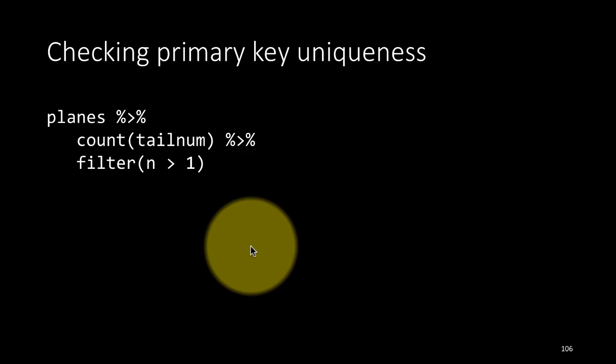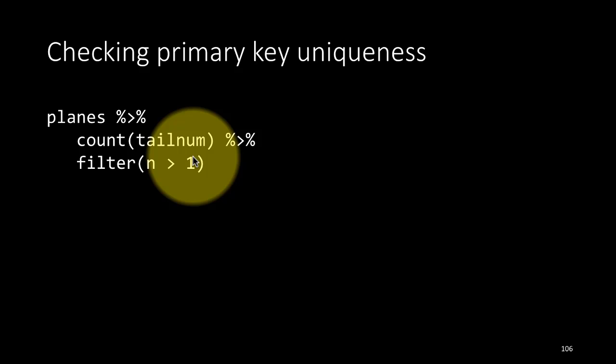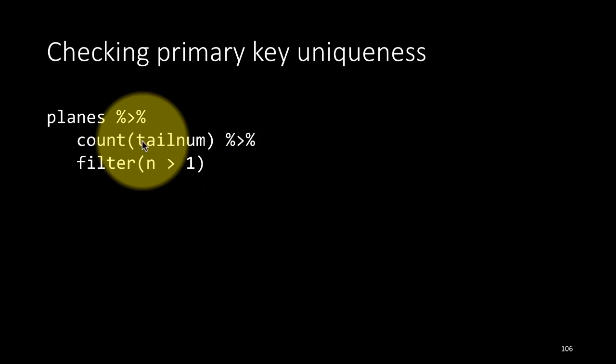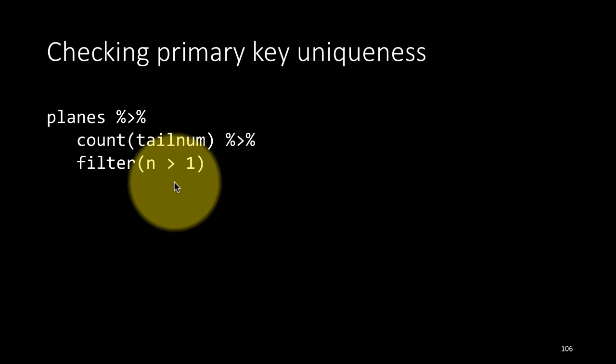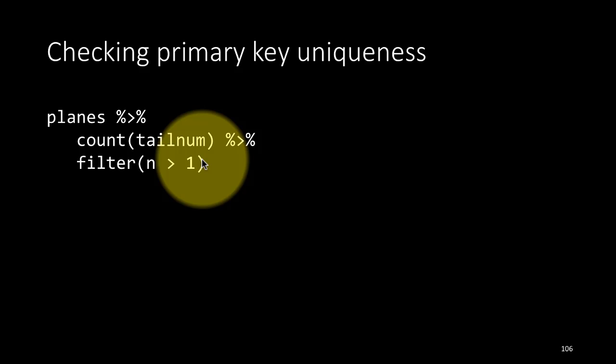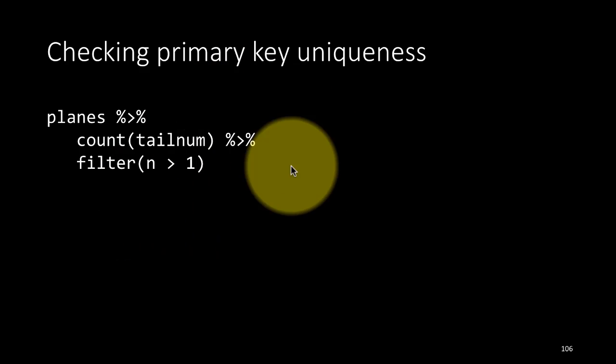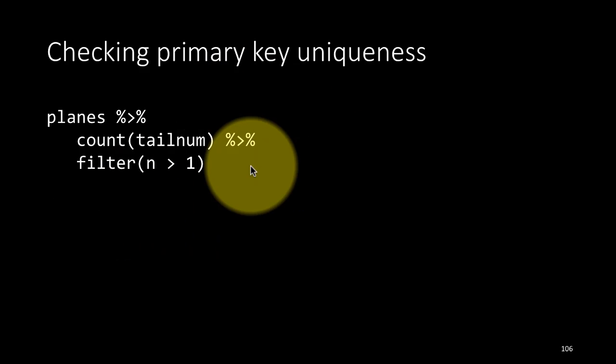And then we can always say filter n greater than 1, right? That is, if any of the tail nums occurs more than once, then this second column of the counted result is called n. So we are filtering n greater than 1. And if the tail num is in fact unique, then we expect that this R code will actually return 0 rows. If it returns even one row, then that means one of the tail nums occurs more than once, right? Because filter n greater than 1, if you get even one result, that means at least one occurs more than once, okay? Which means that tail num is not unique within this table.